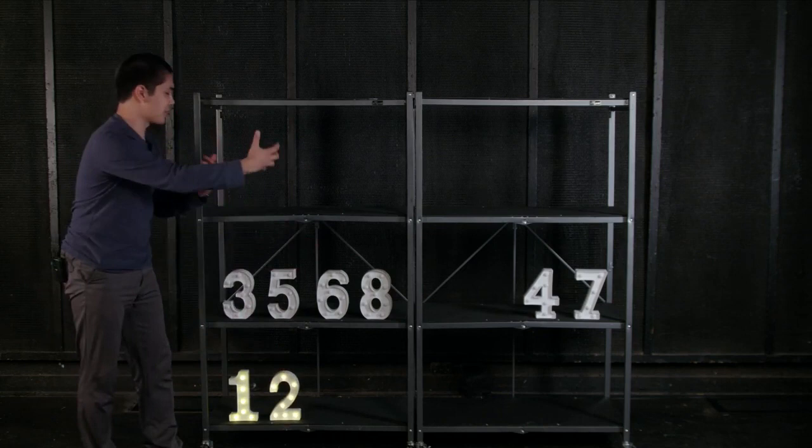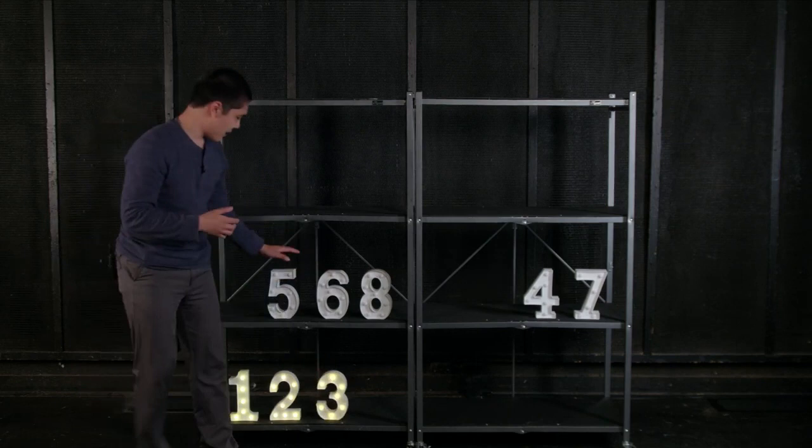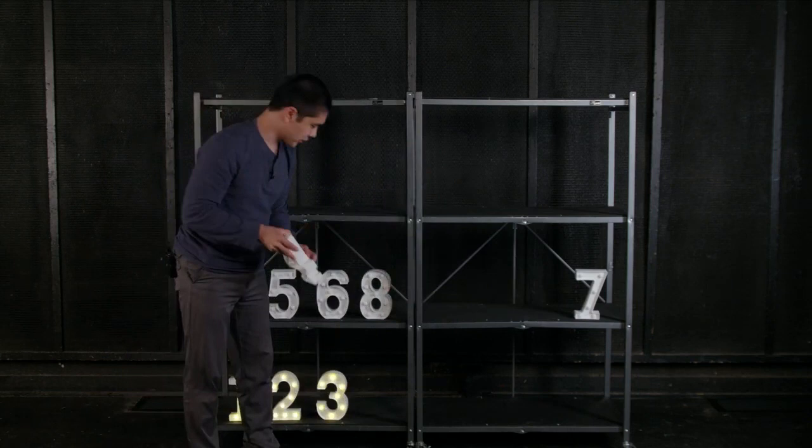Now I'm comparing the 3 on the left to the 4 on the right. Between the 3 and the 4, the 3 is smaller. So I'll take the 3, and we'll put that one into position. Now I'm comparing the 5 on the left with the 4 on the right. Between the 5 and the 4, the 4 is smaller. So that one goes into position.